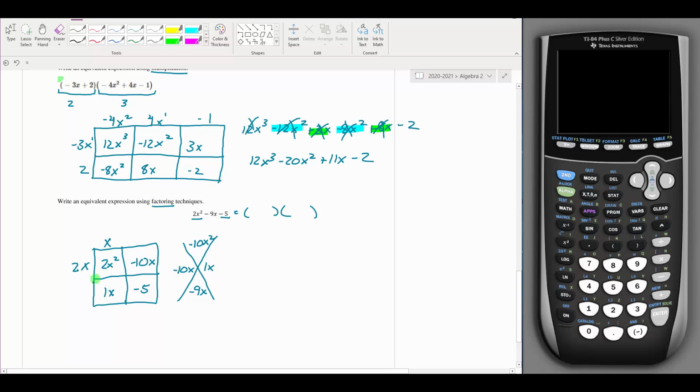So now I'm thinking, well, x times something makes 1x, right? So that's got to be a 1. And then 2x times something that would go here makes a negative 10. Well, that's got to be a negative 5. Okay, and now we can see our factors here on the sides. So this is going to be 2x plus 1, and this is going to be x minus 5. There is my factored form, which is equivalent to its original form here. So these are equivalent expressions obtained using factoring.